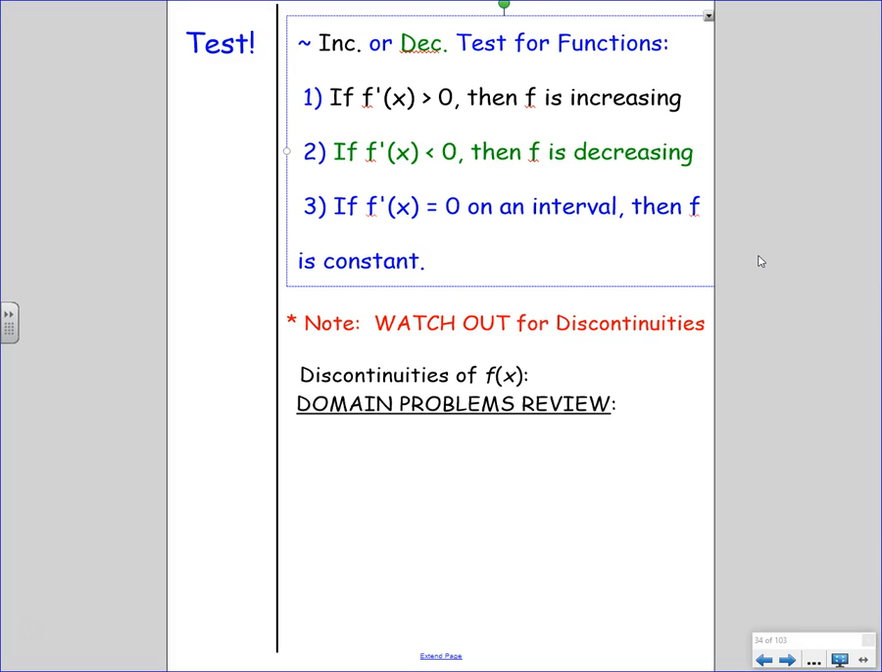Anyway, long story short. If f prime is positive, then f is increasing. If f prime is negative, then f is decreasing. This is a forever card. If f prime is 0 on an interval, then f is constant.